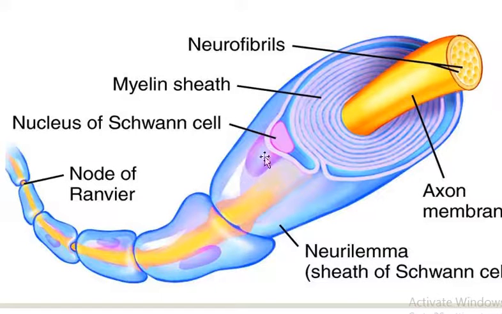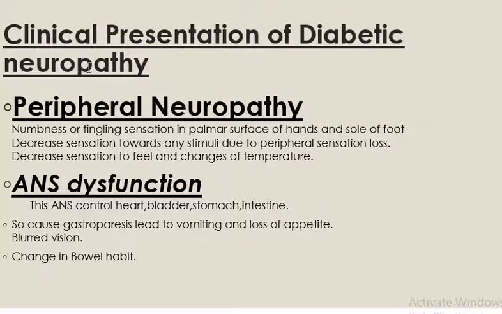Then you can see in the picture the myelin sheath, and this is the normal basic anatomy. Then the clinical presentation of diabetic neuropathy. Peripheral neuropathy in diabetes mellitus patients, as well as there can be ANS dysfunction.